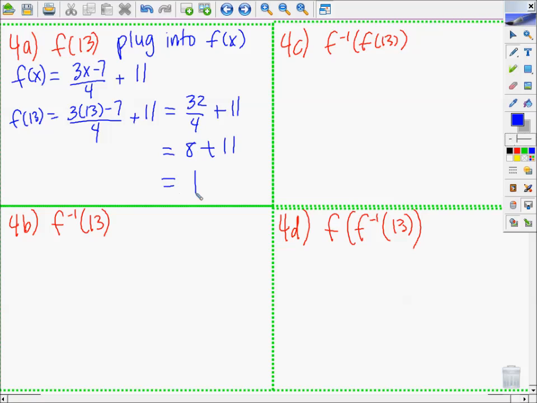And what is it? 19. Do we understand this? Yes. Did anyone get confused on this? No.